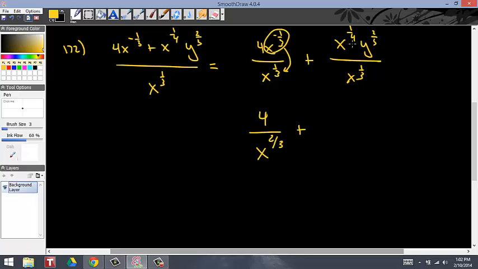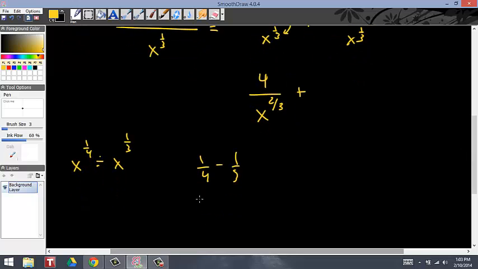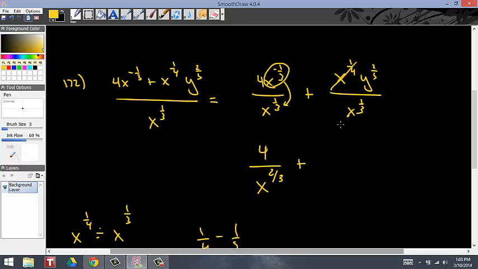Plus, the hardest part about this is finding a common denominator. So my common denominator is 12. If I say x to the 1/4 divided by x to the 1/3, this is 1/4 minus 1/3. So that is going to be 3 over 12 minus 4 over 12, so that is negative 1 over 12. So this thing here becomes x to the 1/12 but on bottom, and I get y to the 2/3.